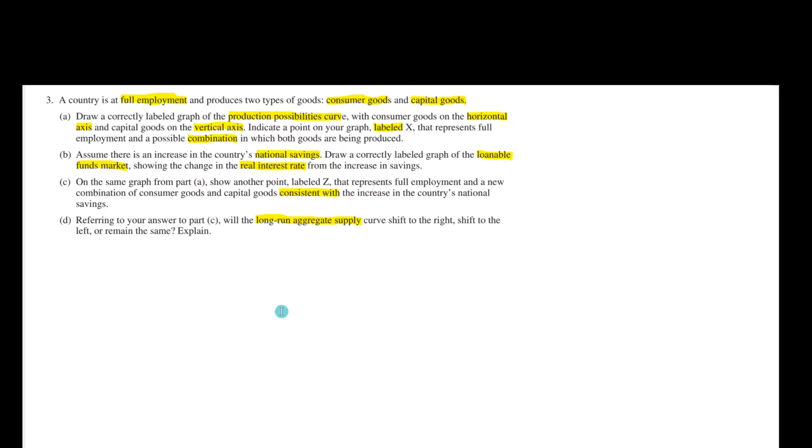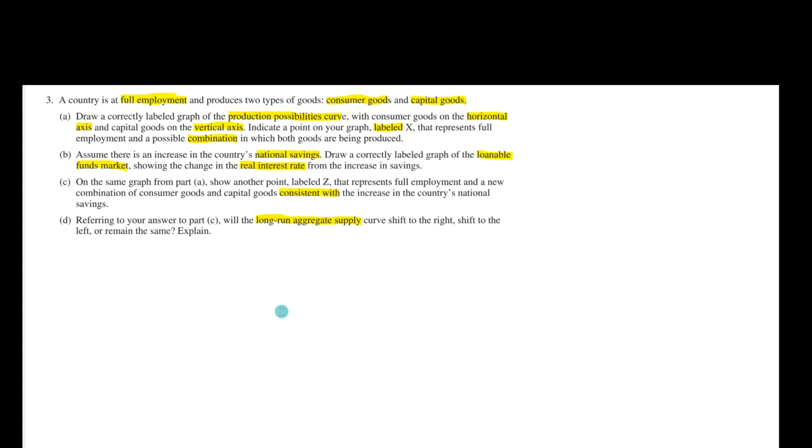Let's look at the first part of the question here. It says to draw a correctly labeled graph of the production possibilities curve with consumer goods on the horizontal axis. Horizontal means the x-axis, so left to right. Horizon, maybe you know that word, what you see in the distance, and it should be from left to right, usually. Capital goods should be on the vertical. Vertical means the y-axis, the up and down axis on your graph.